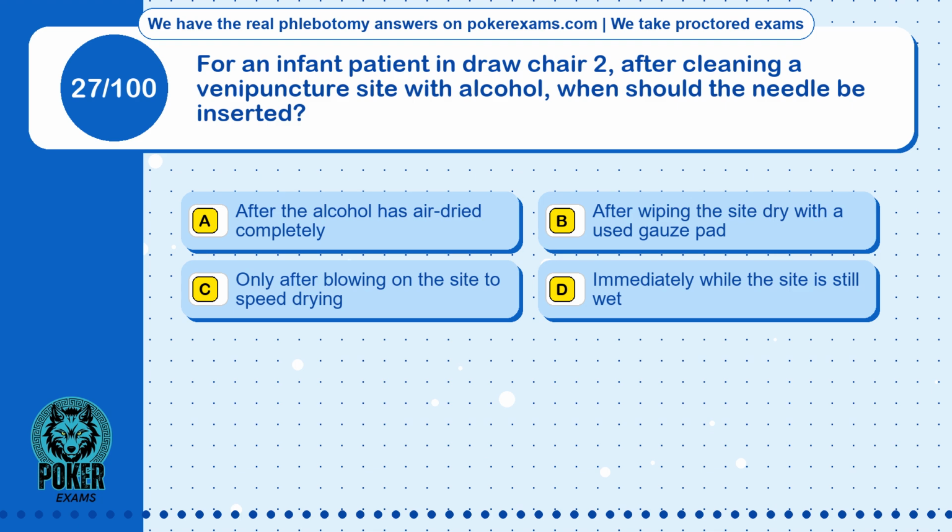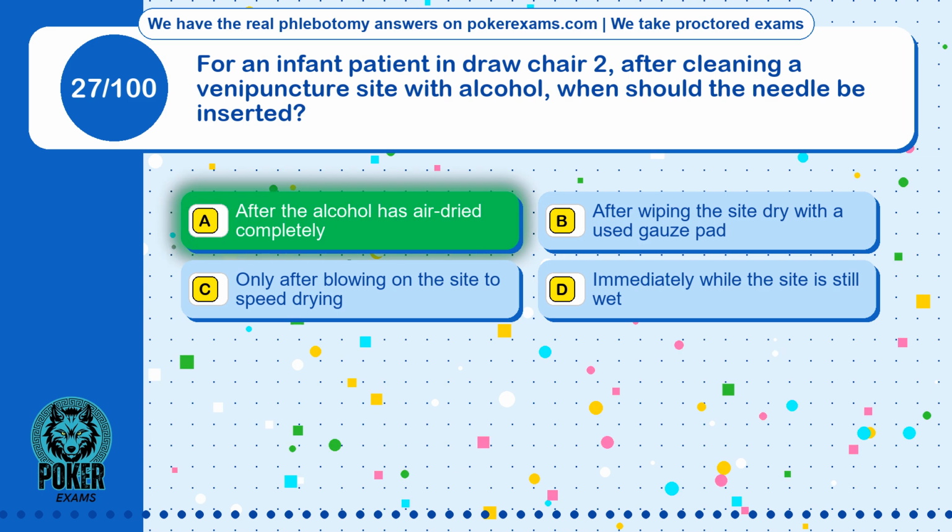Question 27. For an infant patient in draw chair 2, after cleaning a venipuncture site with alcohol, when should the needle be inserted? Option A. After the alcohol has air dried completely. Option B. After wiping the site dry with a used gauze pad. Option C. Only after blowing on the site to speed drying. Option D, immediately while the site is still wet. The correct answer is option A.